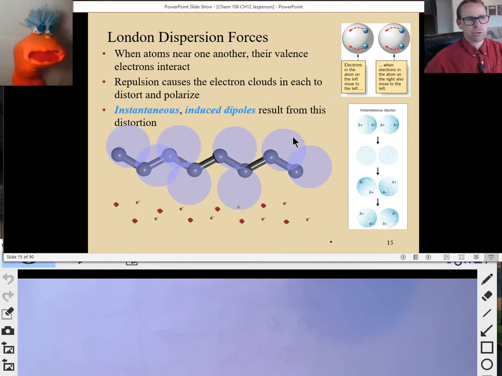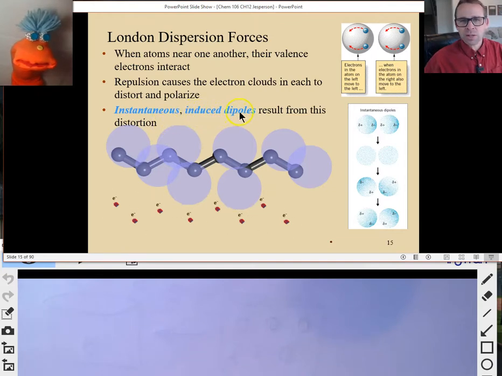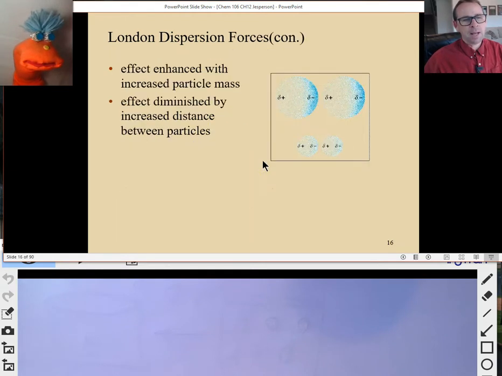Yeah, I can see that. So you're saying that the electron density moves off to the side and results in a partial negative charge, leaving behind a partial positive charge on the nucleus that it moved away from? Yeah, very good. And we call this an induced dipole or an instantaneous dipole because it doesn't last very long, right?